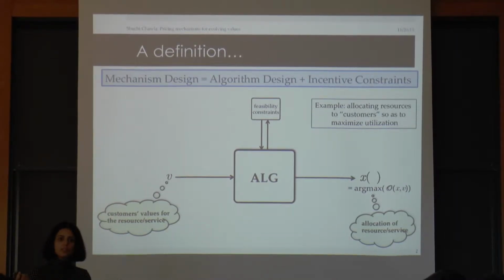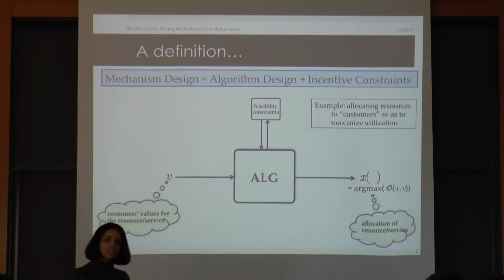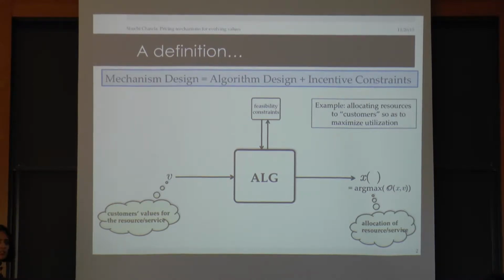You might have other objectives such as charging people money for their use of resources and getting the most revenue possible from this allocation. So here, the input to the algorithm now are these values that people assign to resources. The output is a possible allocation.